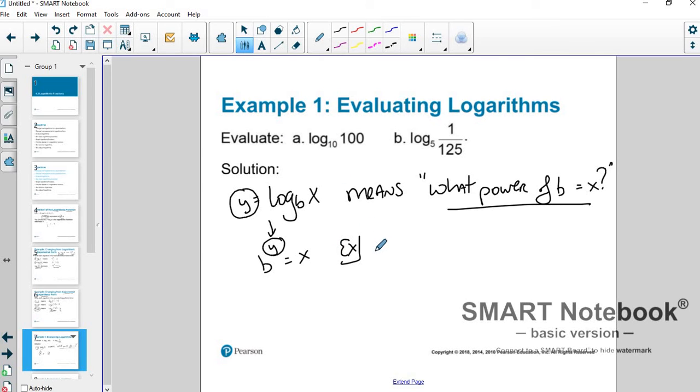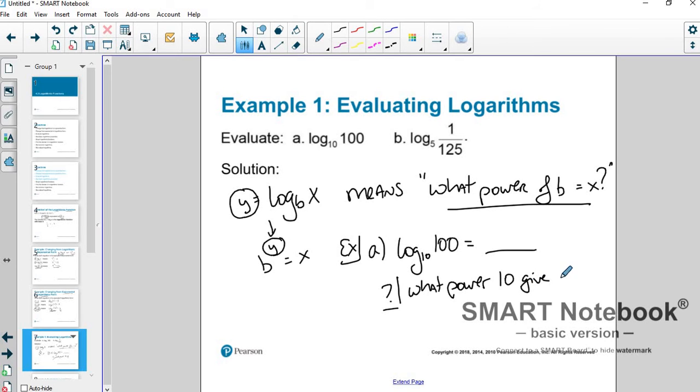So as an example here, a says log base 10 of 100 equals what? Well, the question you need to ask yourself is, what power of 10 gives me 100? Well, 10 squared is 100, right? And so this answer is 2. Log base 10 of 100 is 2. All right? You all try B. Pause the video and try B.